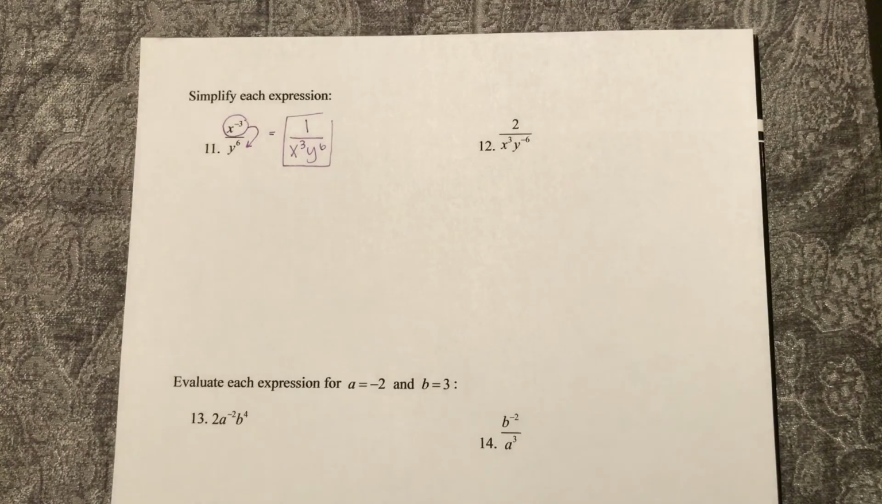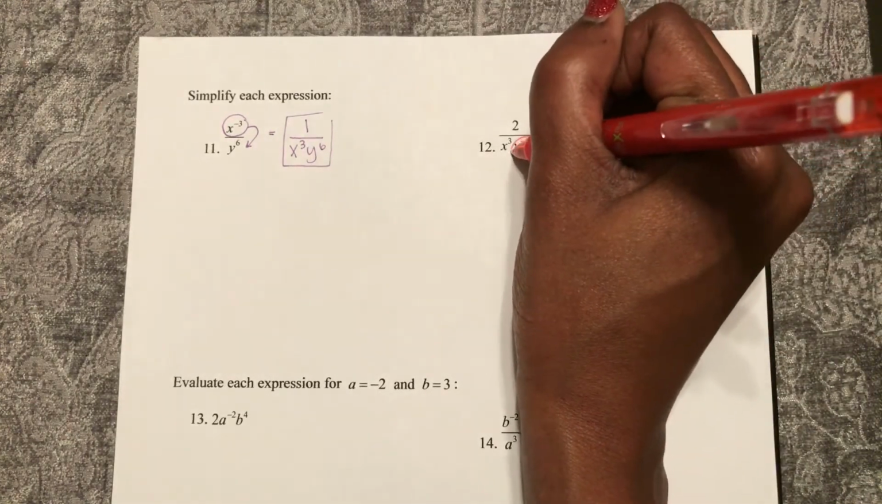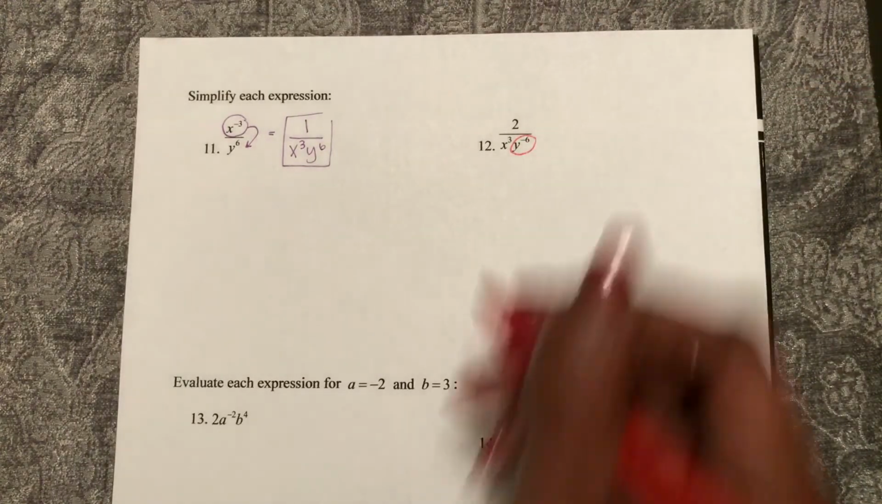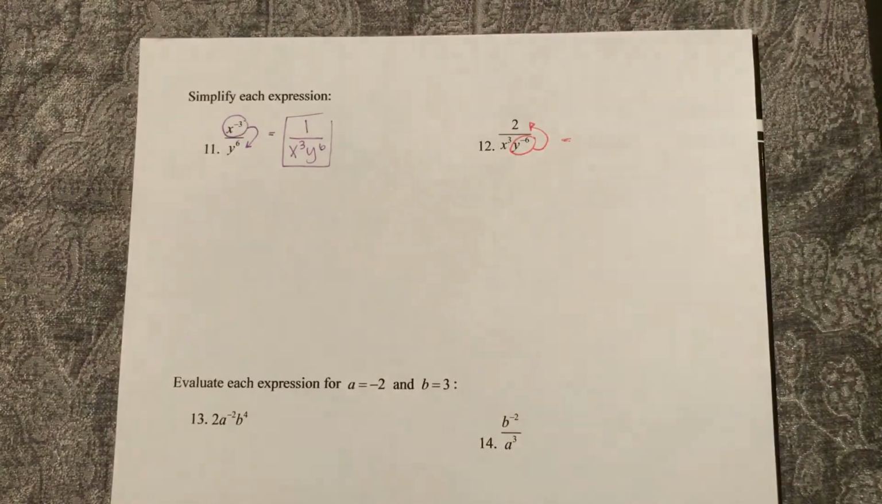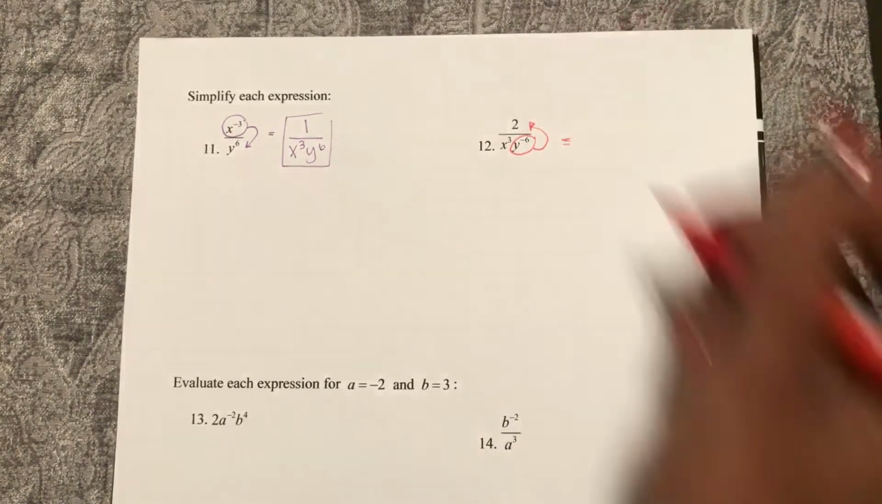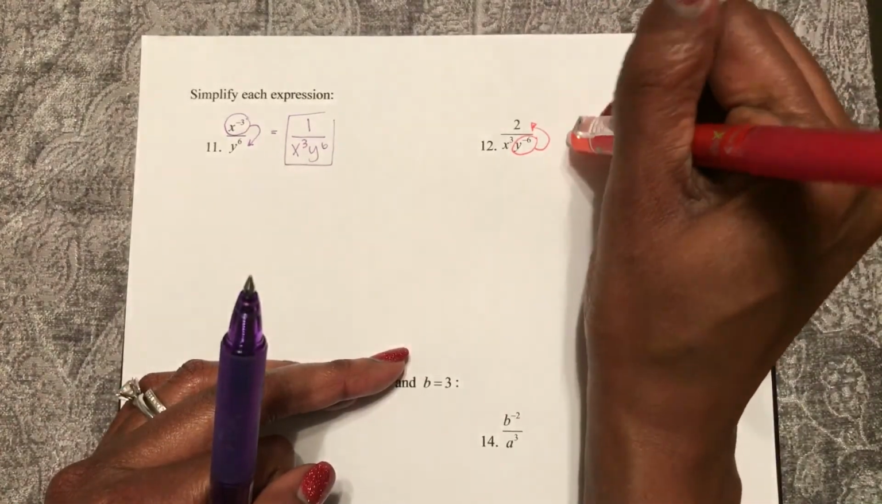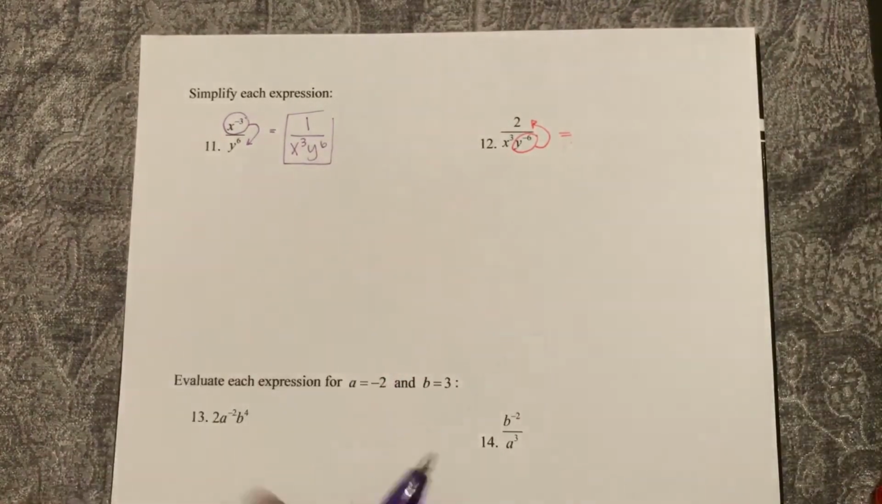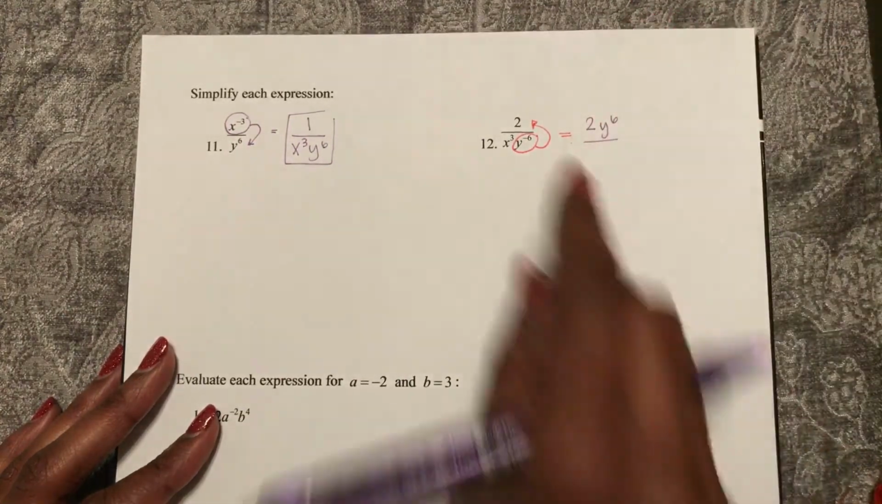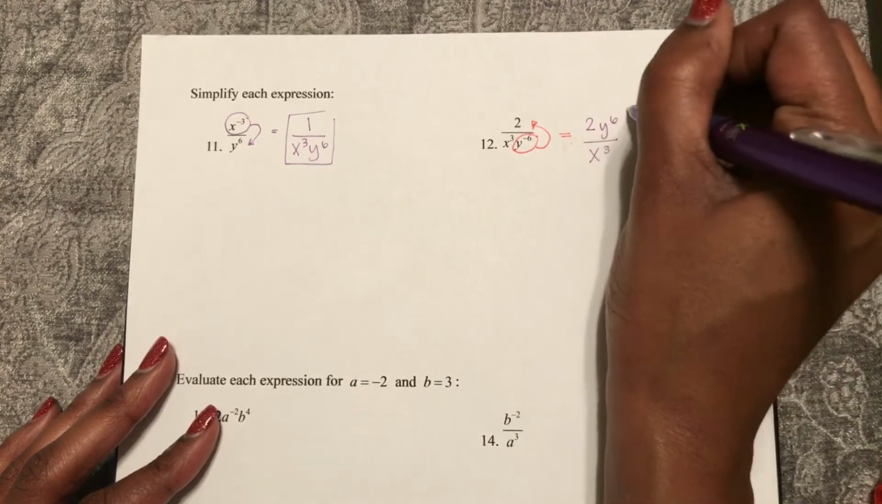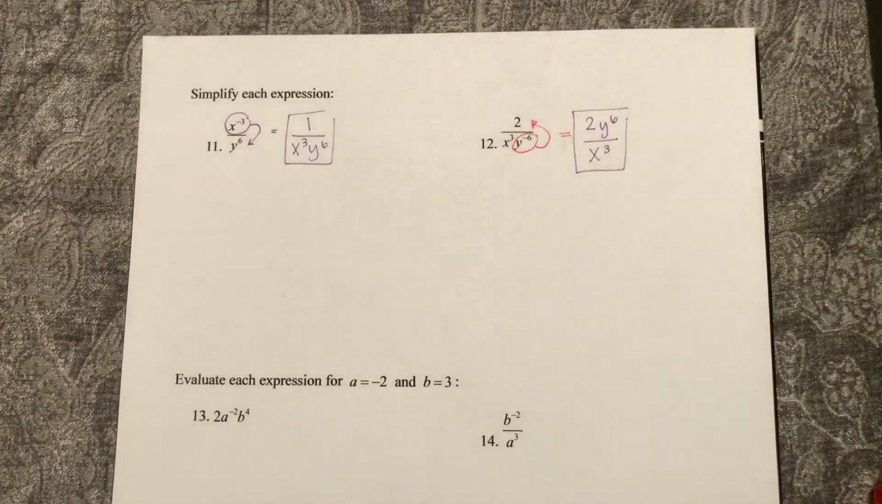Number 12, the only base with a negative exponent is y to the negative 6. It's in my denominator. So in order to make that a positive exponent, I move it to my numerator. So now my numerator is 2 times y to the positive 6. And what's left in my denominator? X to the third. So moving negative exponents is required when we are simplifying an expression.